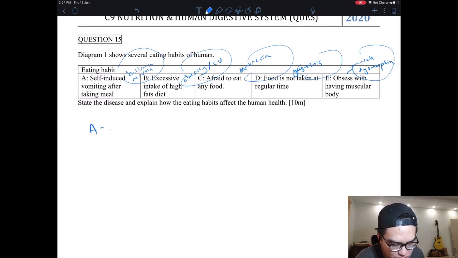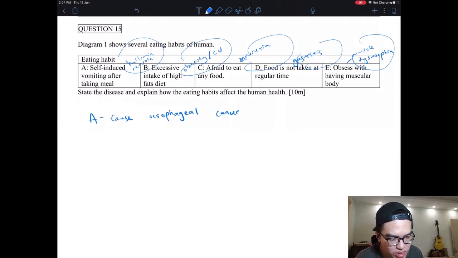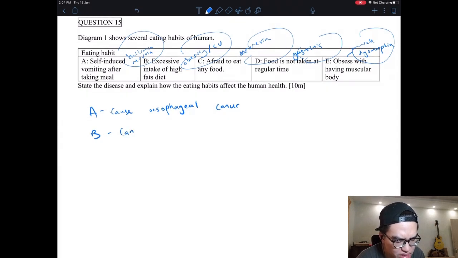For A, what will bulimia nervosa cause? You can actually cause esophageal cancer. It's a thing, your esophagus cancer, if you vomit all the time. Obesity, you can cause a lot of things. Cancer. What else? Cardiovascular disease. What else? Stroke. So many.